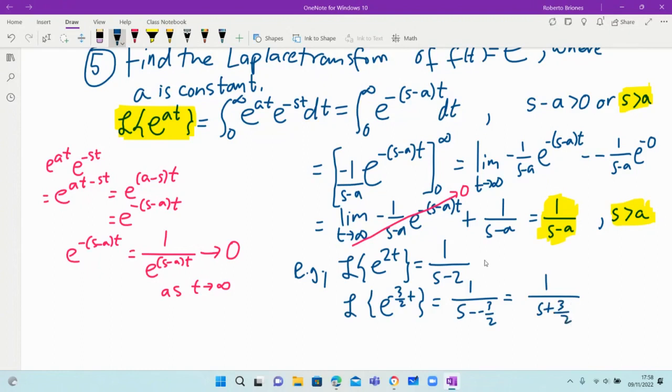Okay. In the first Laplace transform, we have to make sure that s is greater than 2, and in the second one, we have to make sure that s is greater than negative 3 over 2. Okay, and so that's it.